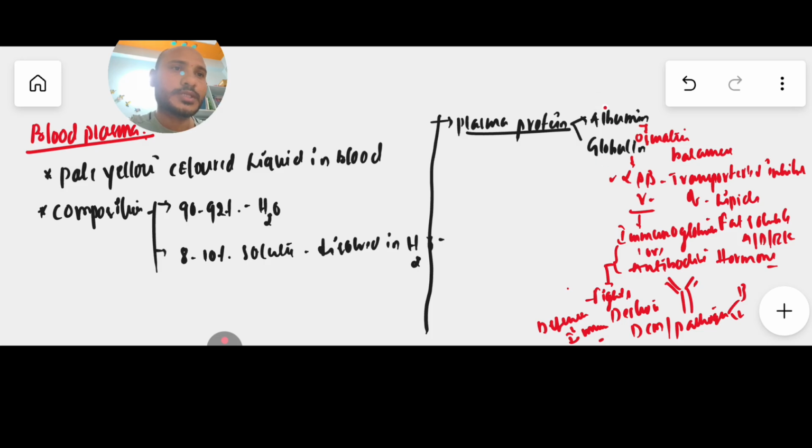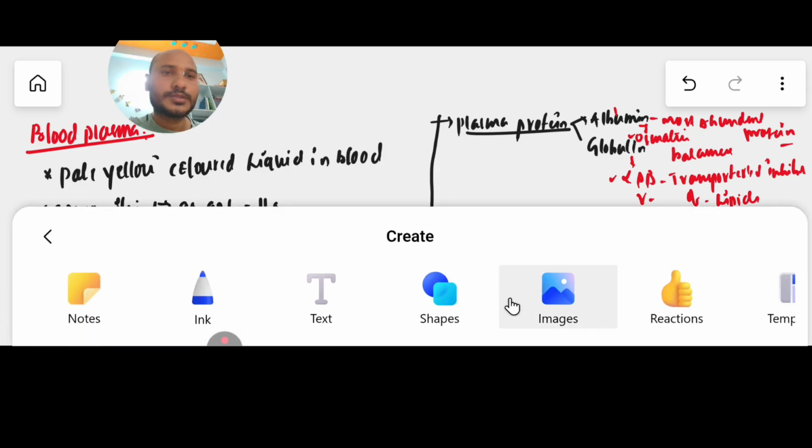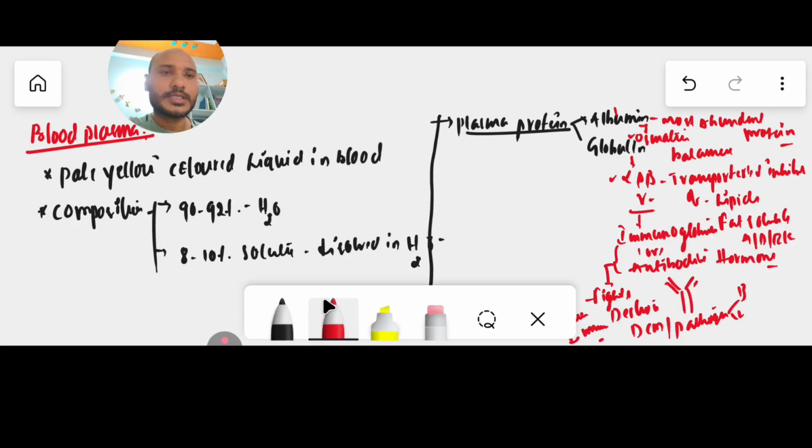An important point here: albumin maintains osmotic balance, and it is the most abundant protein in blood plasma. So this is all about the plasma proteins present in blood plasma.